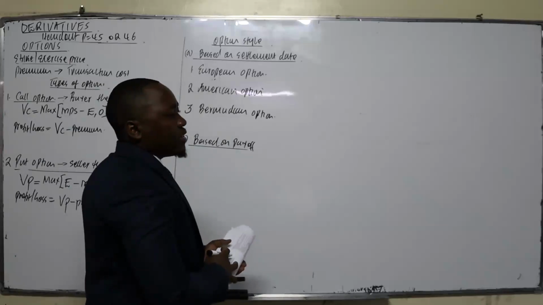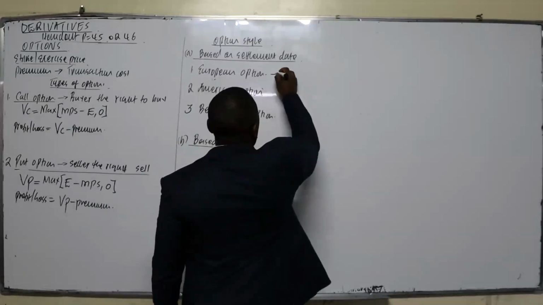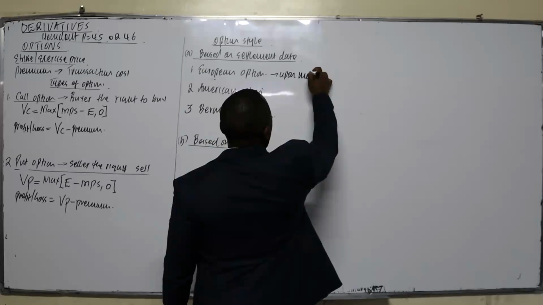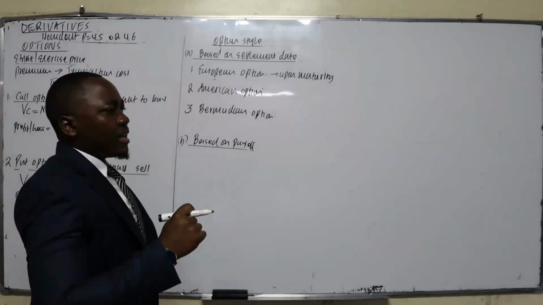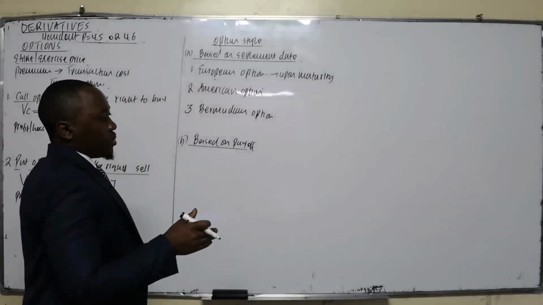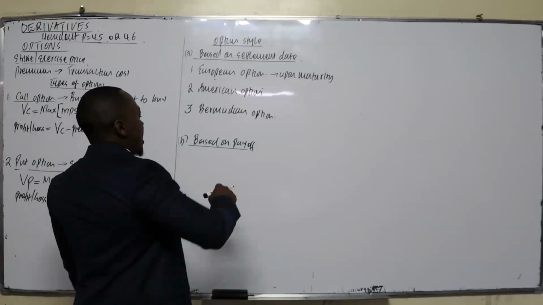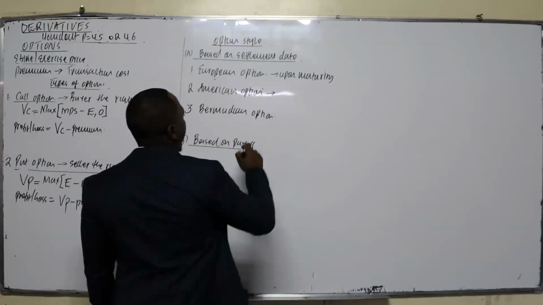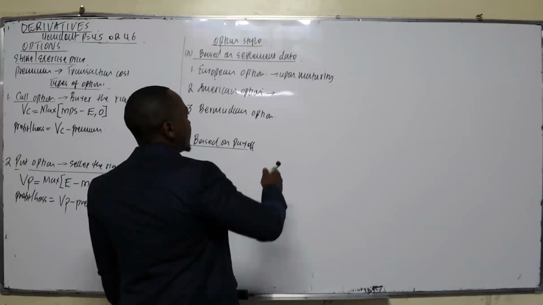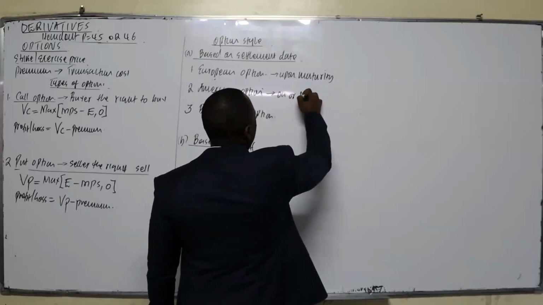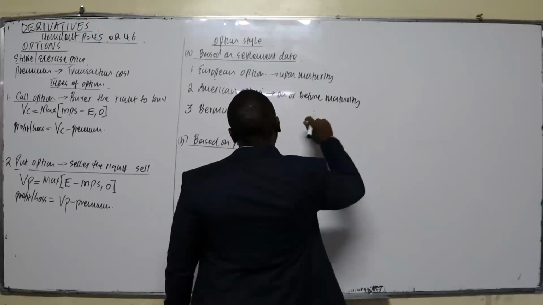Now, a European option is an option whereby it can only be exercised upon maturity. Only upon maturity. That means you cannot exercise before the date you had agreed in advance. That's when you can only exercise. That's what we call European option. An American option is an option whereby the option can be exercised on or before maturity. So that means it's very flexible.